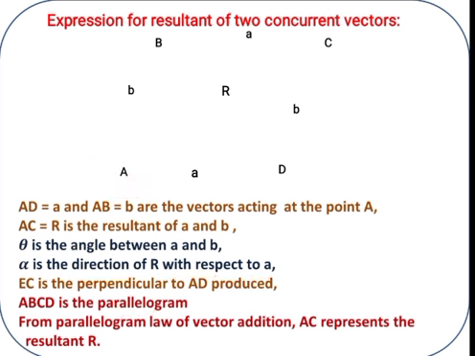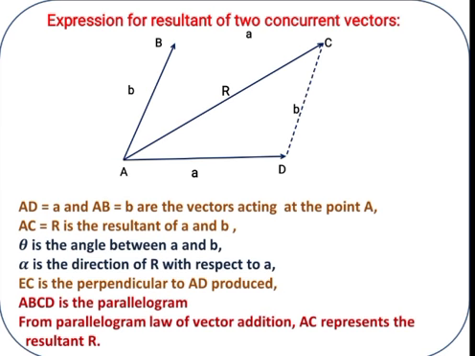So, this is about the position vector. Now, next one, expression for resultant of 2 concurrent vectors. 2 concurrent vectors means vectors which have the same origin. Such vectors are called concurrent vectors. Now, suppose AD and AB are the 2 vectors. Where is the resultant vector? Definitely on the bisector or diagonal side. The side AC is called the resultant vector.